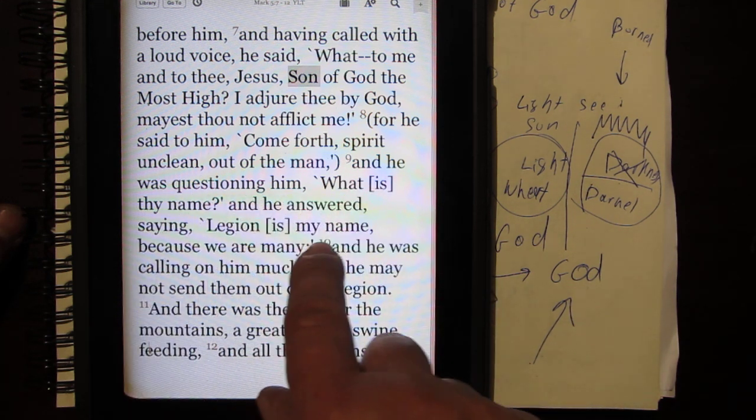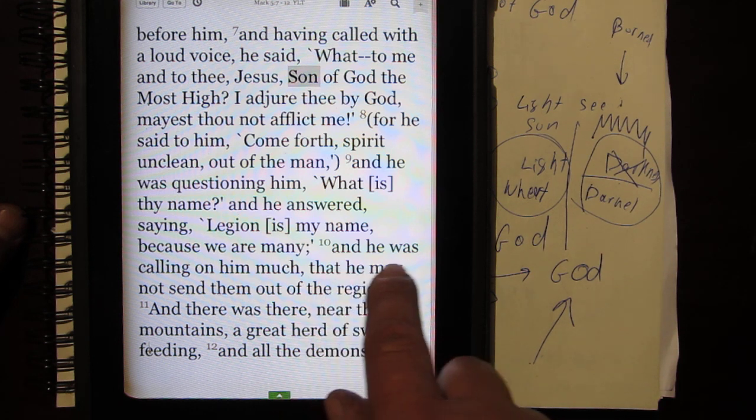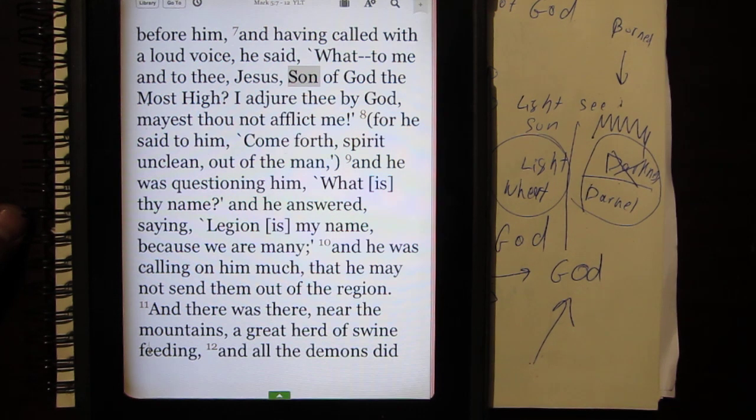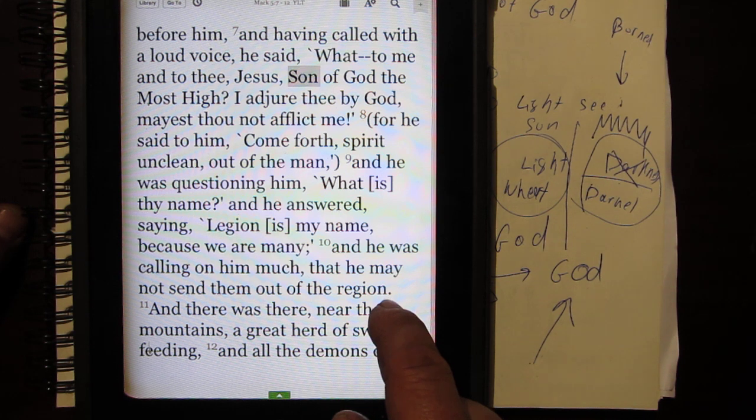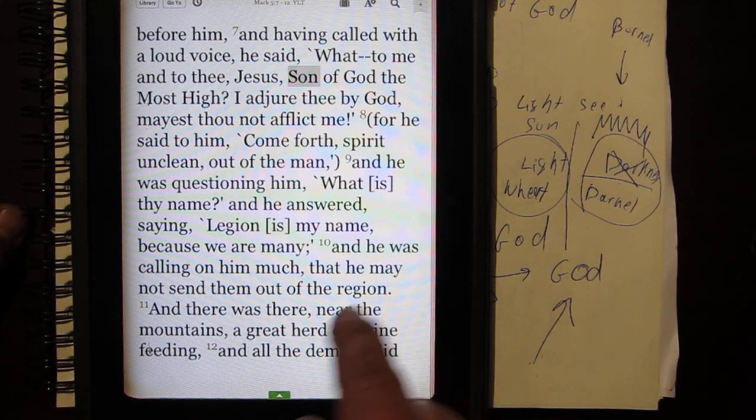And he answered, Legion is thy name, because we are many. And he was calling on him much, that he may not send them out of the region. Isn't that interesting? Not out of the region. They are not from above.